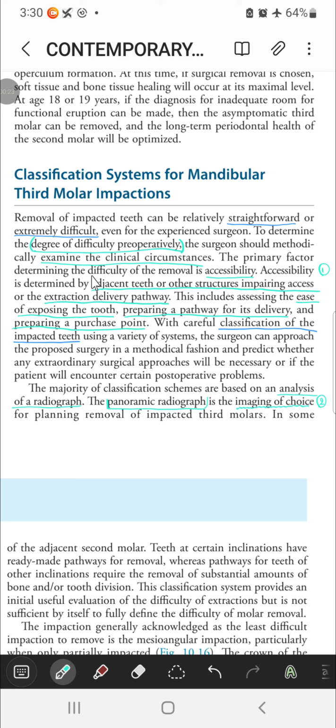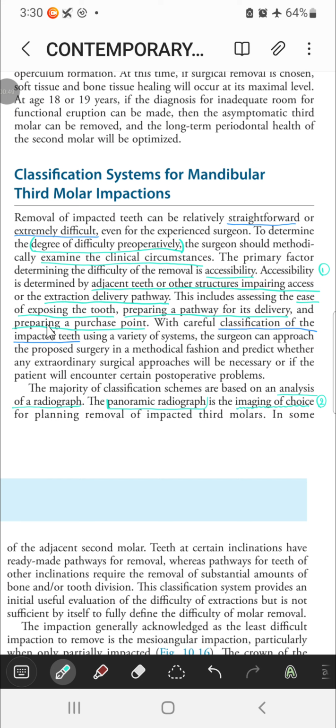The primary factor determining the difficulty of removal is accessibility. Accessibility is determined by the adjacent teeth or other structures impairing access, or the extraction delivery pathway. This includes assessing the ease of exposing the tooth, preparing a pathway for its delivery, and preparing a purchase point.